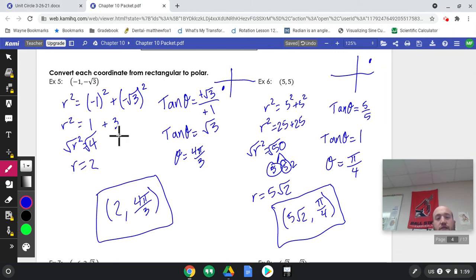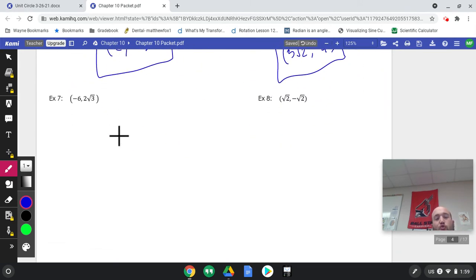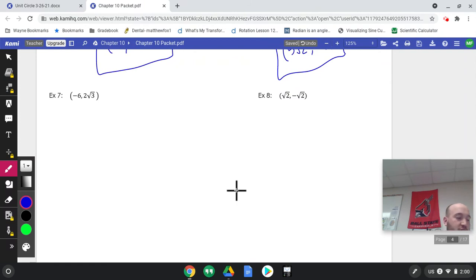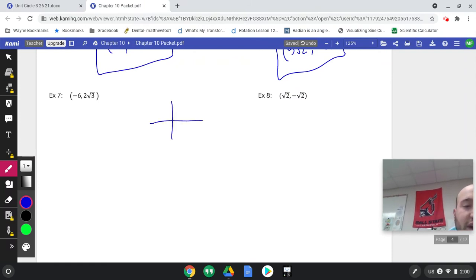All right, let's do two more of these. If you want, you can pause it and try on your own. Once again, let's think about where this will lie. So left and then up, somewhere up here in quadrant 2. To find what r is, negative 6 squared plus whatever 2 square root of 3 squared is.